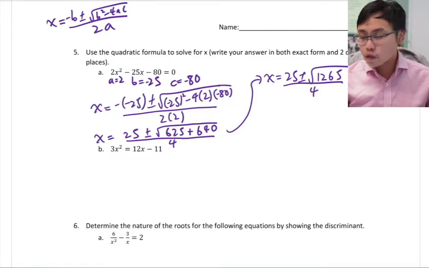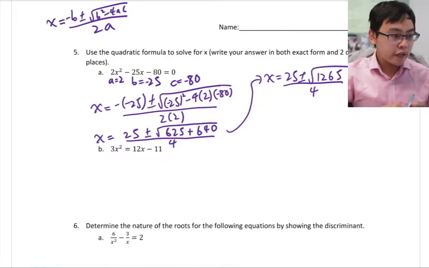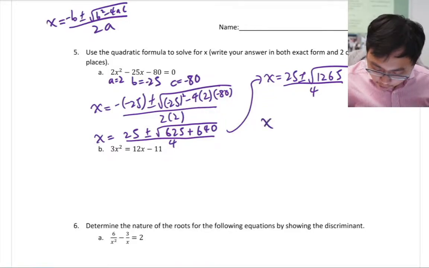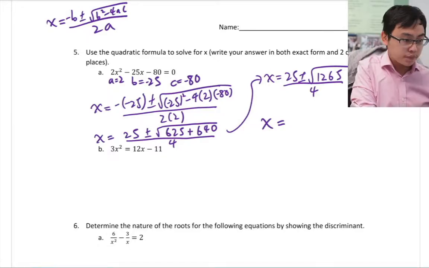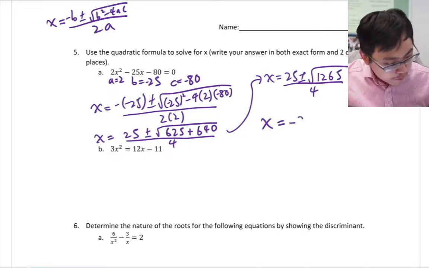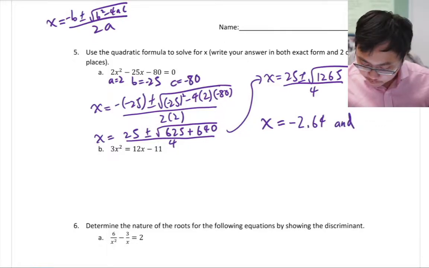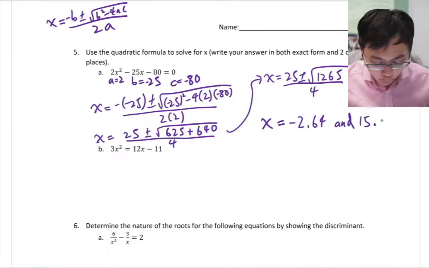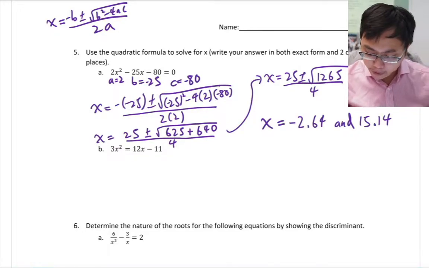And then if you want the decimal form, you put that into your calculator, and the answers that you should get: the first one is negative 2.64, and the second one is going to be 15.14. Just plug them into your calculator and you would get the answer.